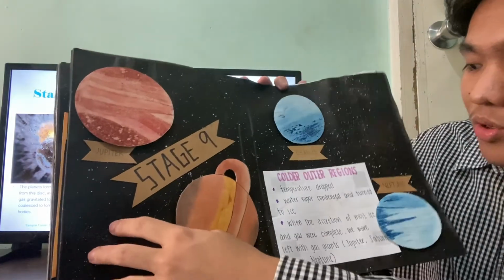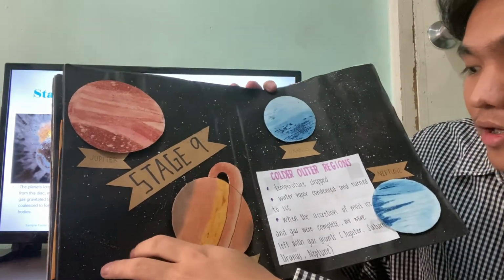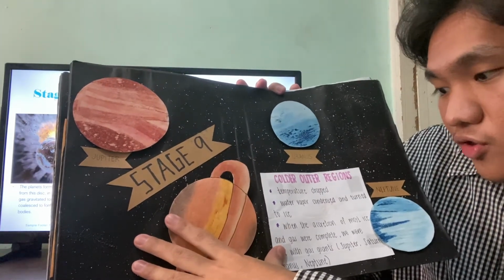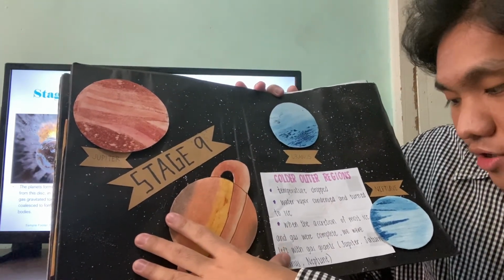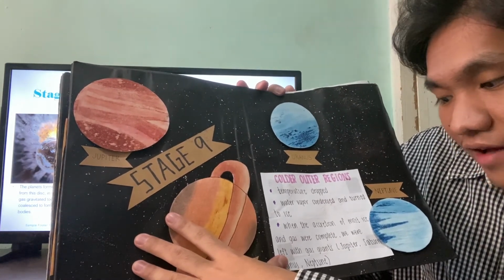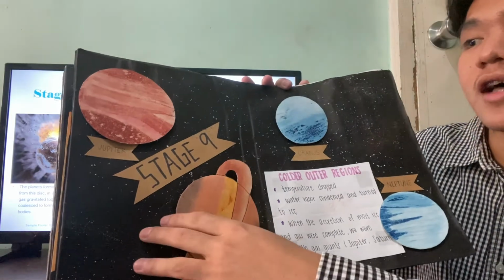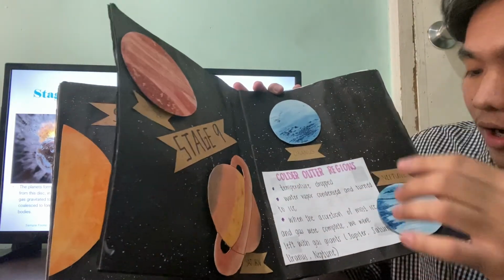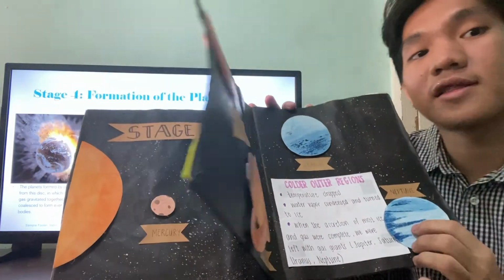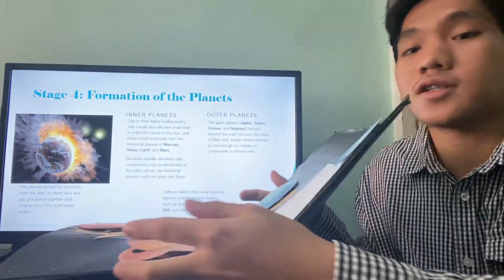This is the colder or outer region. Temperature dropped, water vapor condensed and turned to ice. When the accretion of most ice and gas was complete, we were left with gas giants, Jupiter and Saturn. This is Uranus and Neptune at the very ends of the solar system.